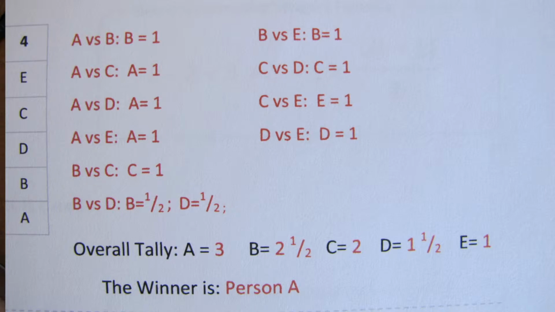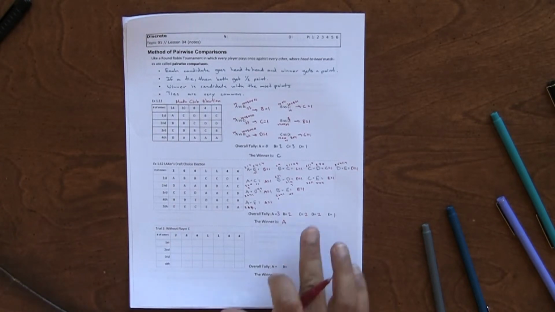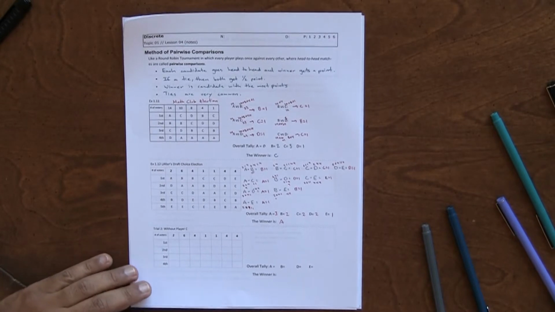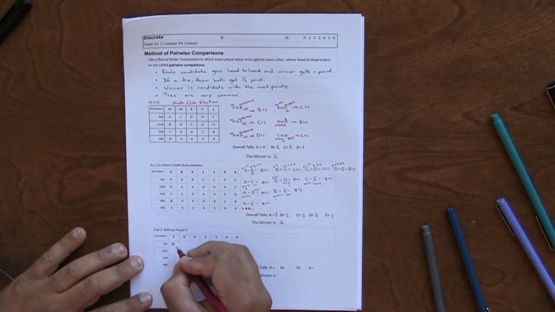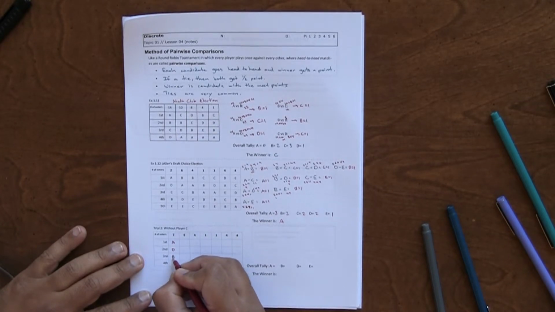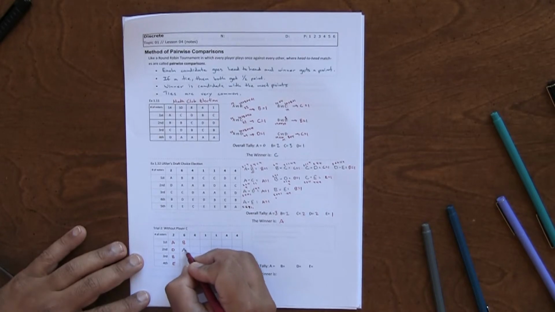So who wins? A. Alright, so what happens in the second one is what happens if we get rid of player C. Okay, C didn't think they had a chance, C's gone. So let's get rid of C. So A, D, B, E, B, A.